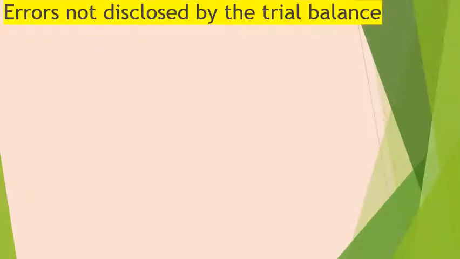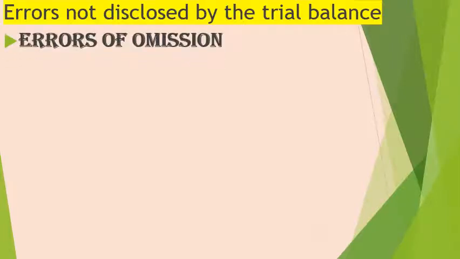Then we also have errors that are not disclosed by the trial balance. When you sum up everything, you get the same totals on the debit and the credit side, it's the same, but yet in the trial balance there are mistakes. What causes that, and how do they come about? We shall start with 1.